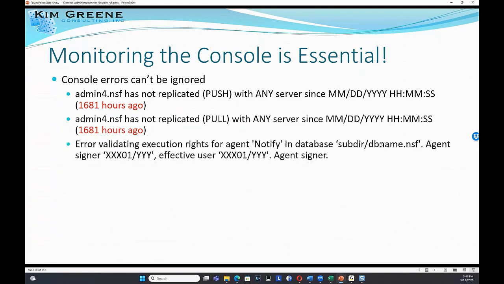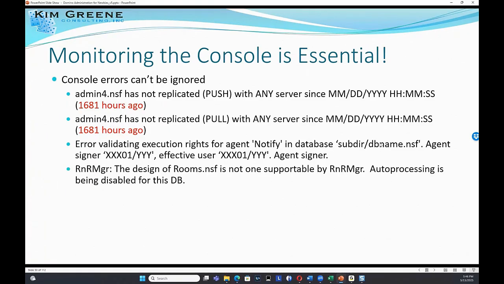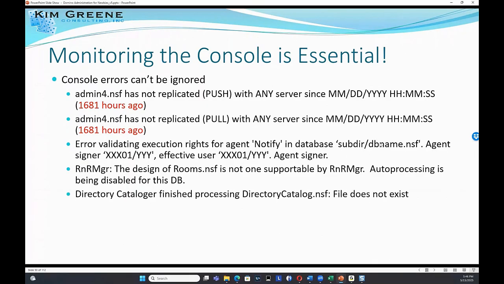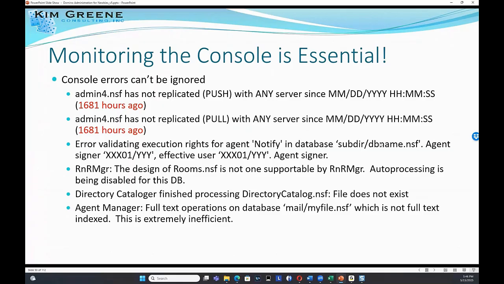Maybe you have agents that aren't running because the agent signer doesn't have the proper authority. That's going to all get logged. Maybe R&R isn't able to do all the processing that it should because you haven't enabled auto processing. There's just all kinds of great information that's going to be in your console log. So go ahead and mine that and look at that and know what's normal for your server. So when you look, you can see, hey, this is out of place, but this is normal for my server, so I can ignore it.